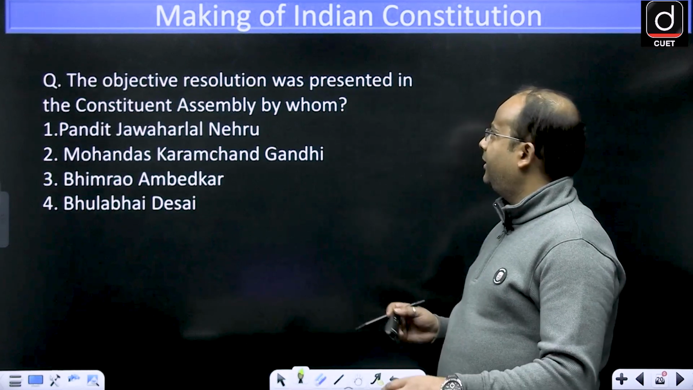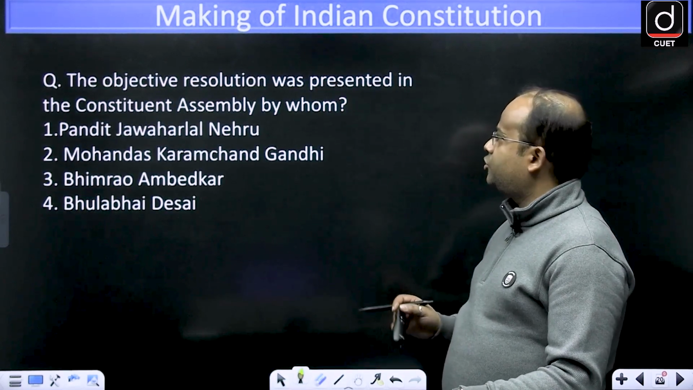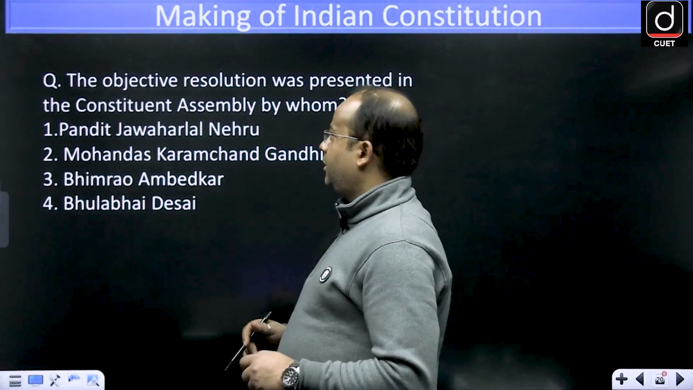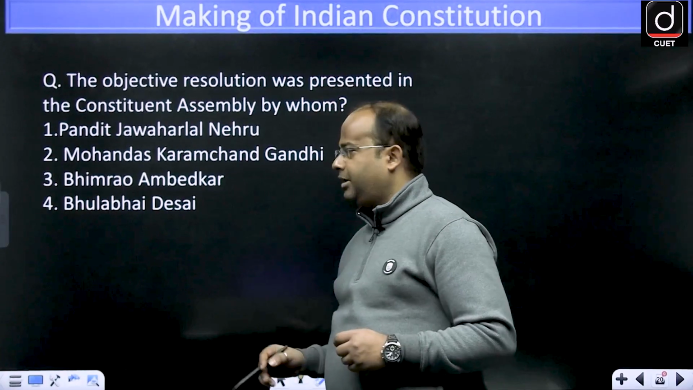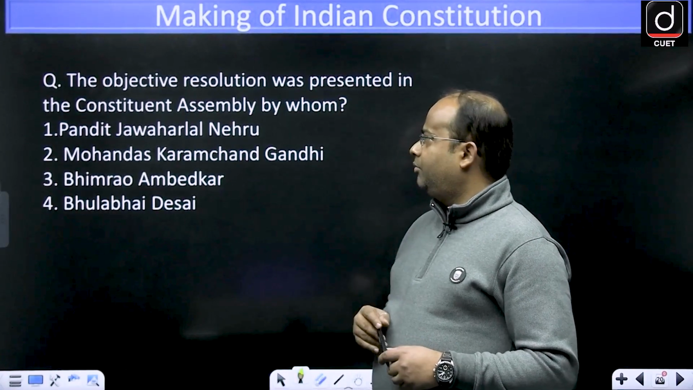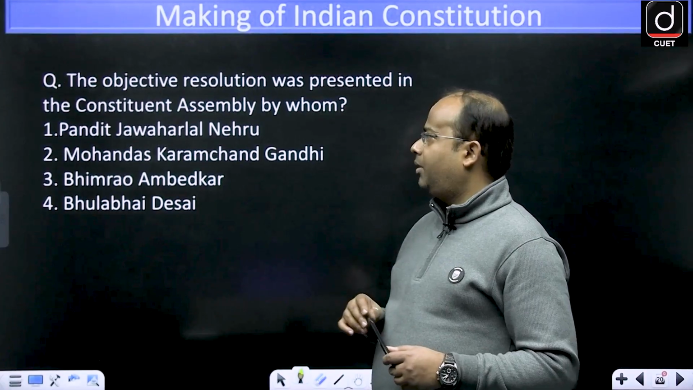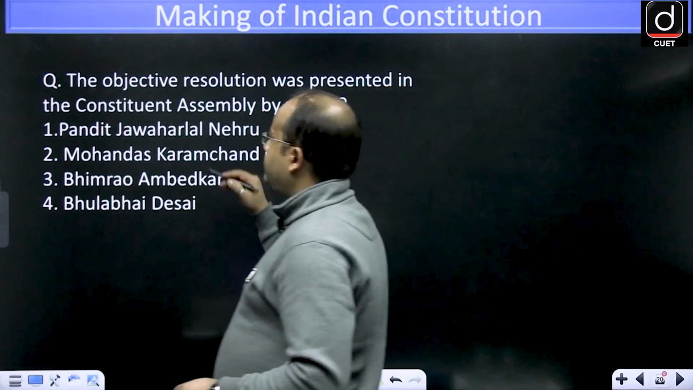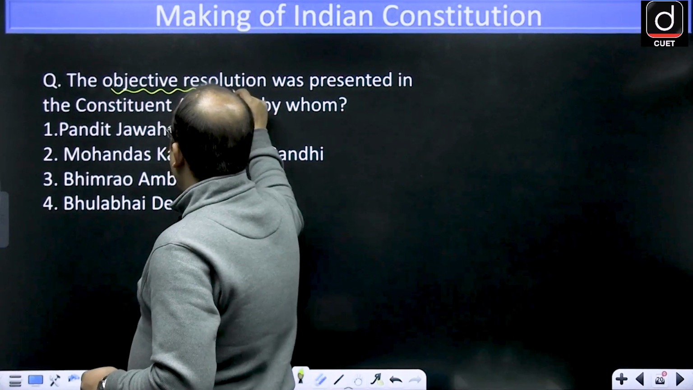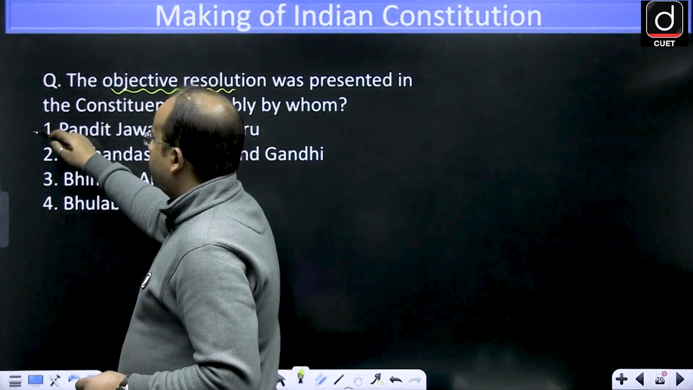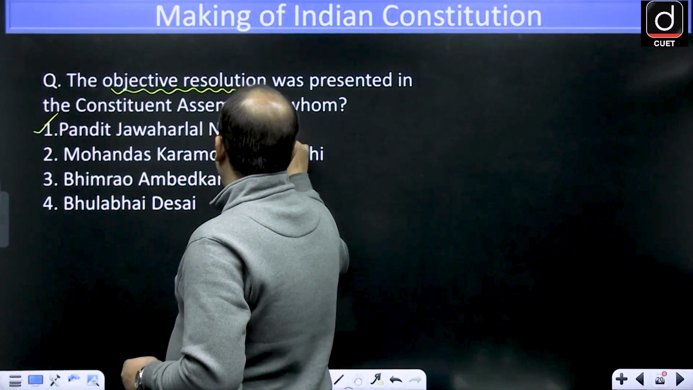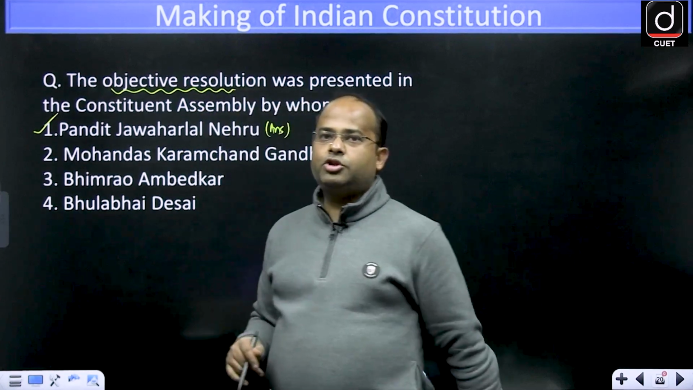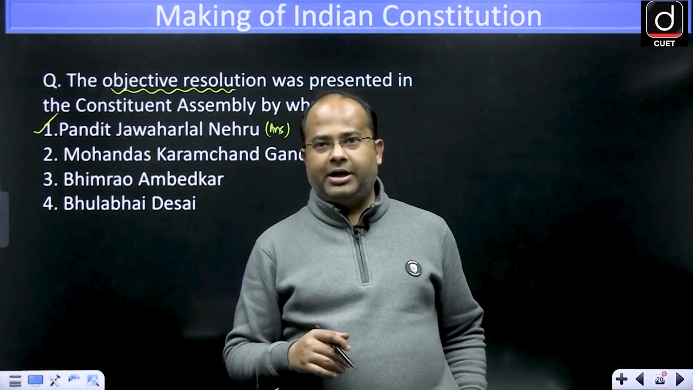Next question: who presented the Objective Resolution in the Constituent Assembly? Options are Pandit Nehru, Mohandas Karamchand Gandhi, Bhim Rao Ambedkar or Bhulabhai Desai. That was a summary of the upcoming constitution, and this was presented by Pandit Jawaharlal Nehru on 13 December 1946 and adopted by the Constituent Assembly on 22nd January 1947.